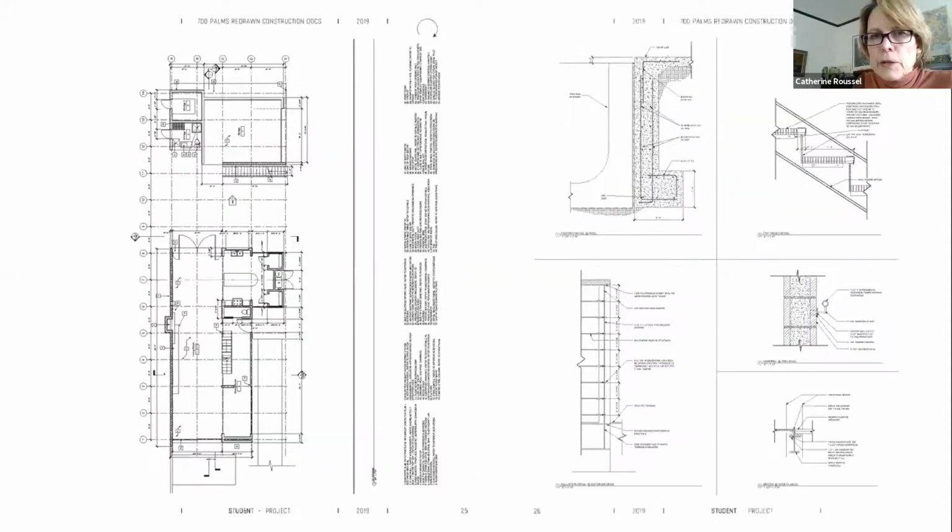Here's an example where they would take a course drawing case study, which was an architecturally interesting project, and do detailing for it. This is just a couple of samples from my portfolio course.